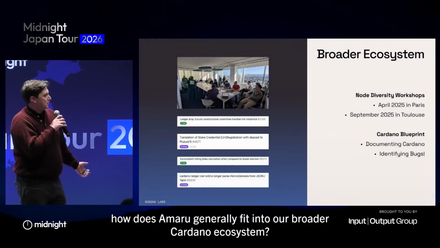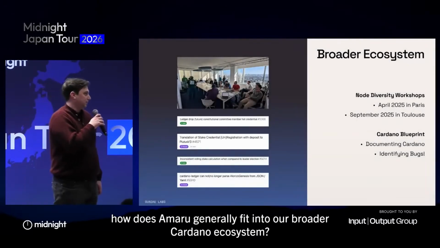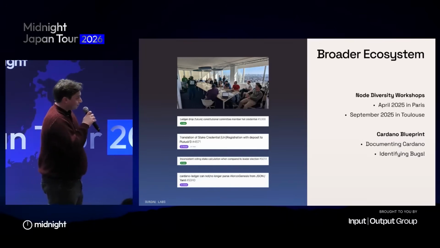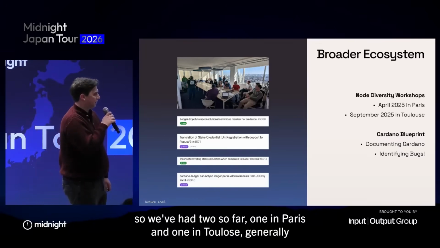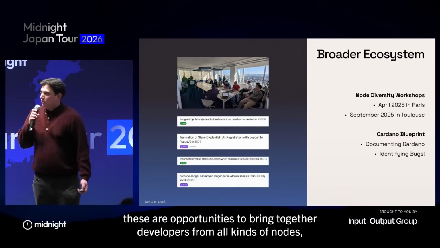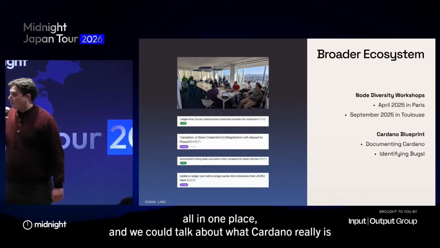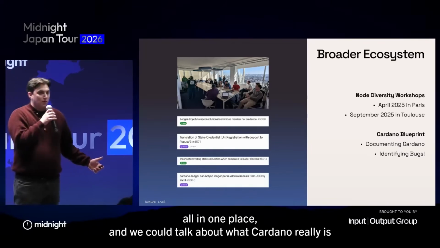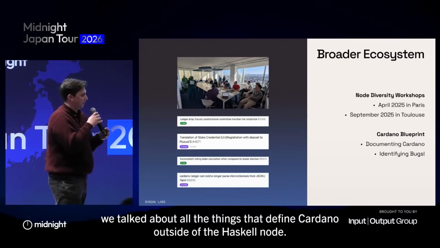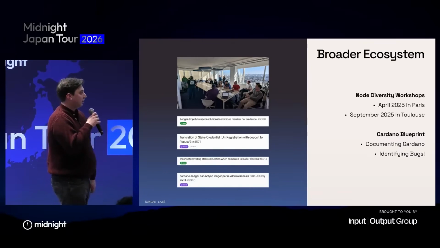And so how does Amaru generally fit into our broader Cardano ecosystem? We started hosting node diversity workshops in partnership with IOG. So we've had 2 so far, 1 in Paris and 1 in Toulouse. Generally, these are opportunities to bring together developers from all kinds of nodes, all in one place, and we can talk about what Cardano really is. So we talk about the specifications, we talk about conformance tests, we talk about all the things that define Cardano outside of the Haskell node.